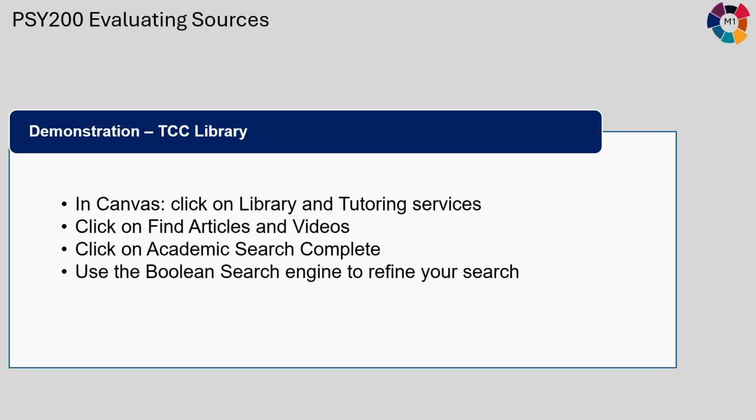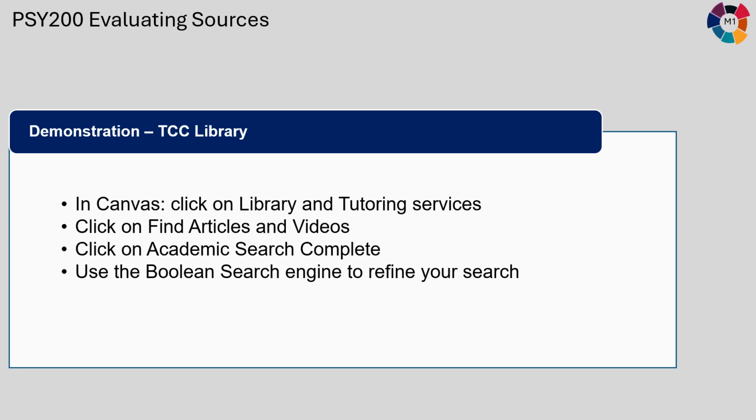So lastly, the way that you can get to the TCC library, you can just go straight to their website. So directly from the TCC website, just click on the library links and get there that way. Or you can go through Canvas. From our class, you can click on Library and Tutoring Services, and then click on Find Articles and Videos, and then click on any of the search engines really, or databases.